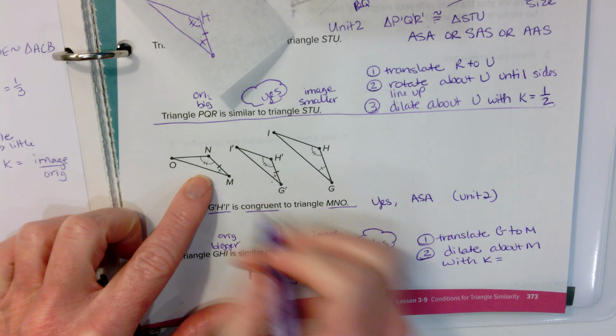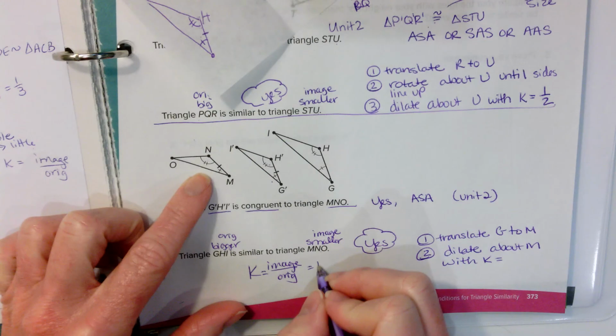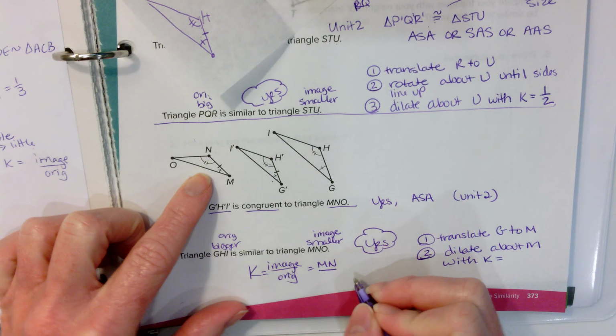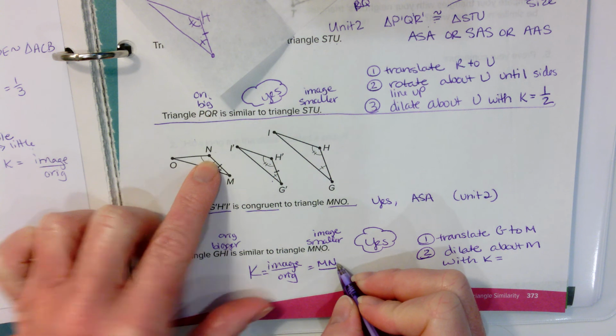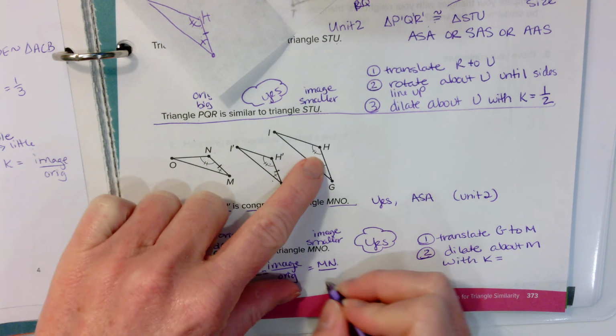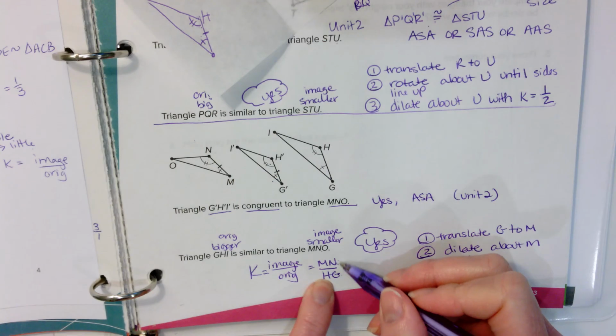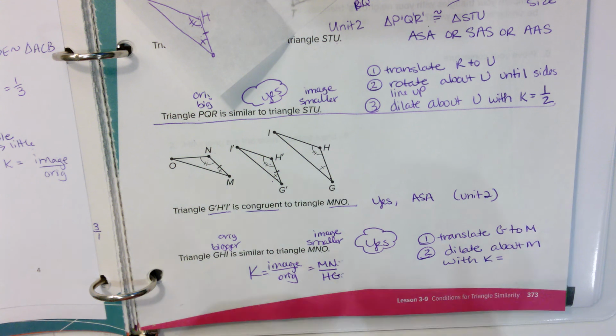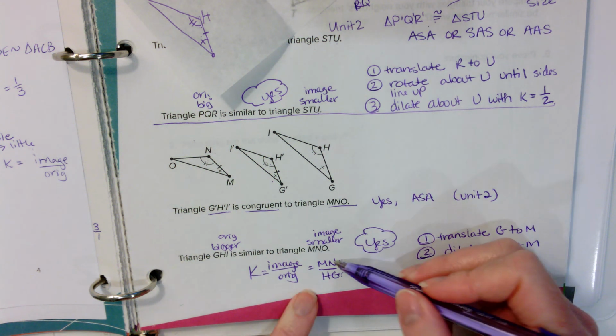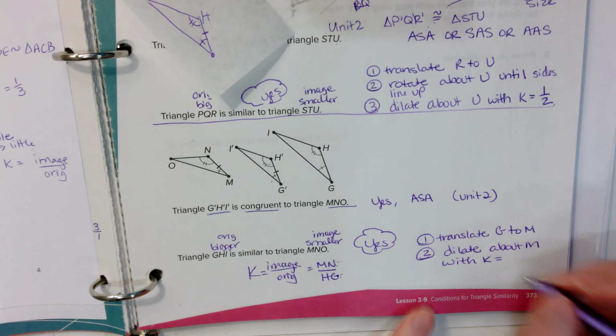So I'm just going to pick MN. I don't know what it is, but it's in my image. And then the side that goes with it is HG. That's in my original. I don't know what this is. Is it 1/3? Is it 1/4? Is it 2/5? I do know it's a ratio between 0 and 1, because this is smaller over a bigger number, but I don't know what it is.